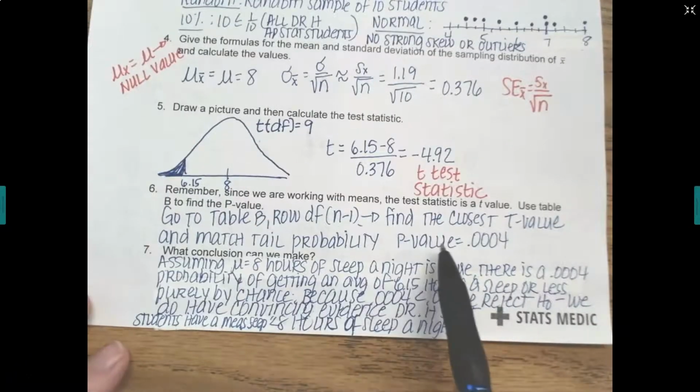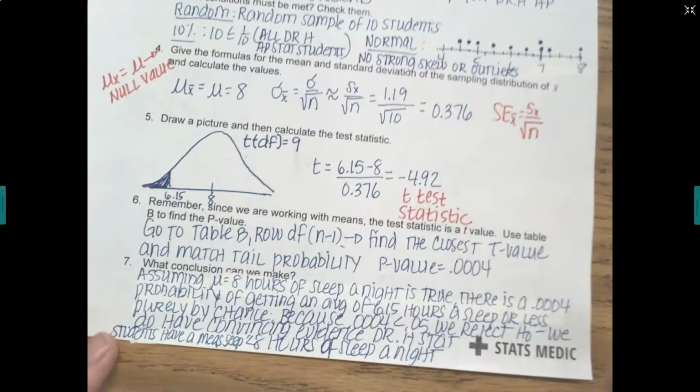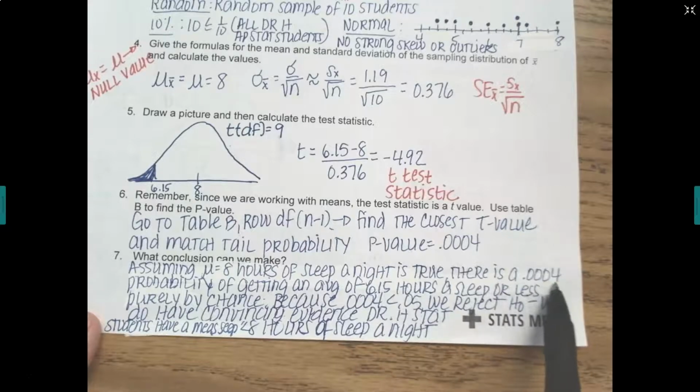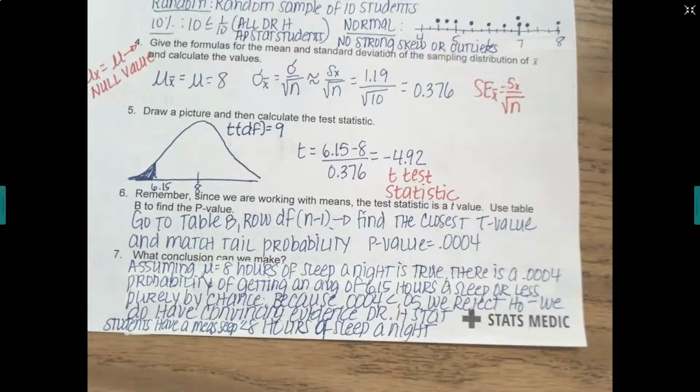All right, so we've got our p-value by technology is all I've got written here right now. So assuming mu is 8 hours of sleep a night, that's our null, is true, there is a 0.0004 probability of getting the average of 6.15 hours of sleep or less purely by chance. So a very tiny chance of this happening. Because 0.0004 is less than 0.05, we reject the null. We do have convincing evidence that Dr. H's stats students have a mean sleep time of less than 8 hours of sleep a night. So you have to make sure you have context. We made our comparisons.